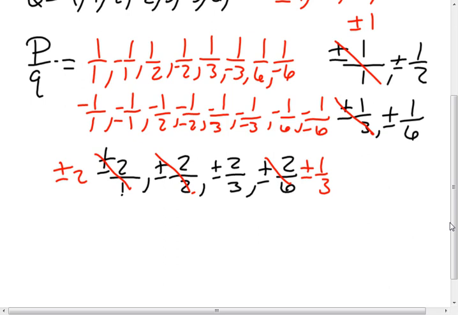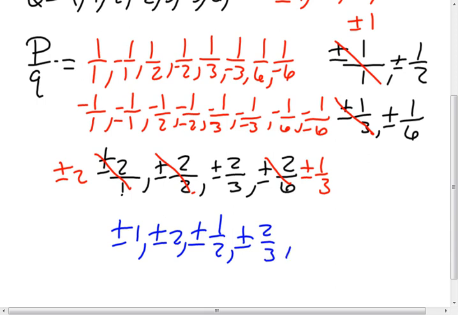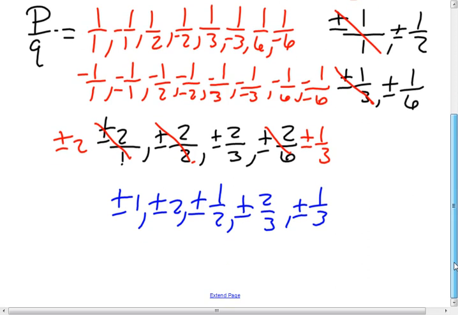Now we can rewrite the final answer, and I'll put it in a different color. Plus or minus 1, plus or minus 2, plus or minus 1/2, plus or minus 2/3, plus or minus 1/3. I should have written 1/3 before the 2/3 because you want ascending order. So these would be the possible roots of this polynomial.